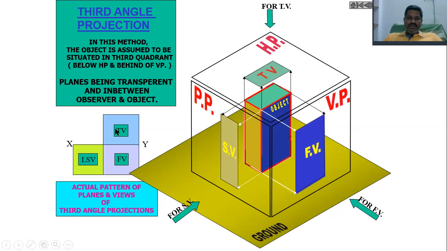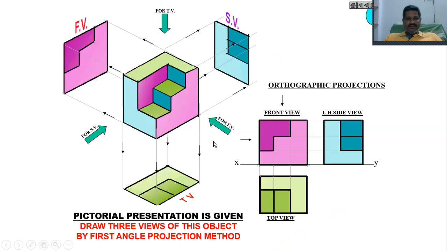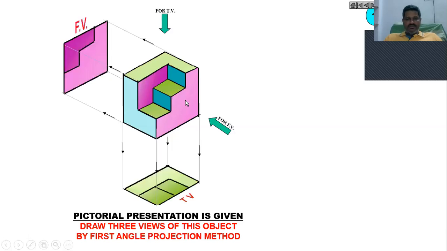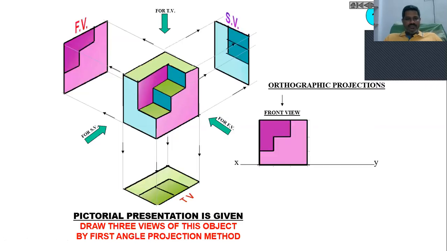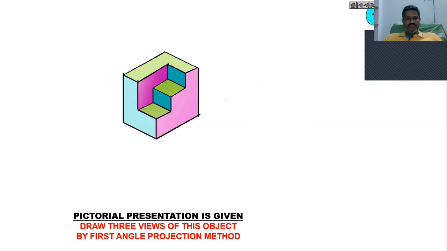Now let me take one example here. So in this case, you take this example. When I see this component, you can see this is the front view. So why is this coming like this? Let me check what is happening here. Now this is the component, and when I see it, it looks like this. So this is actually the front view.